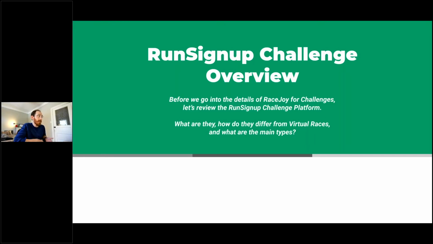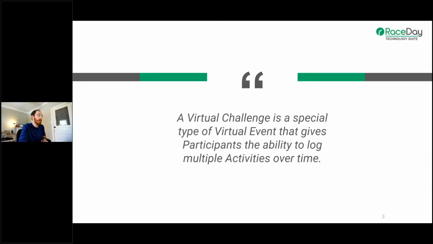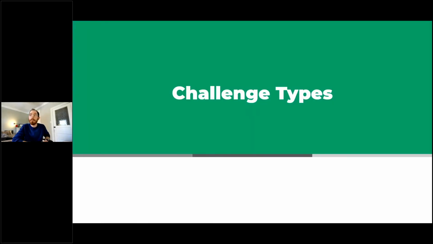So before we go into the details, what are they and how do they differ from virtual races and what are the different types? So a virtual challenge, again, it's a special type of virtual event that will give participants the ability to log multiple activities over time. That's different from a virtual race because a virtual race is more like you just go out and run a 5K. Everybody runs wherever they'd like to, but they all say that they ran a different time for a set distance. A challenge is like you can run all different distances on different days, different types of activities, and all sorts of other things. So that's the main distinction between a virtual race and a virtual challenge.